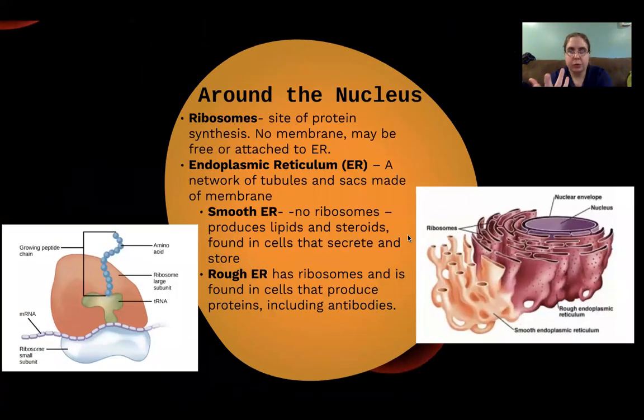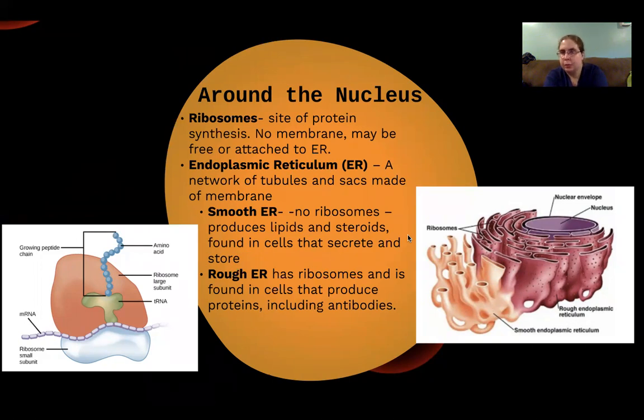So around the nucleus, we've mentioned our ribosomes. They are created inside the nucleus, specifically by the nucleolus, and then they can leave the nucleus. These are itty bitty tiny organelles whose job it is to make protein. So they assist and are the site of protein synthesis. They don't have a membrane, but they might be attached to the next organelle, which is the endoplasmic reticulum.